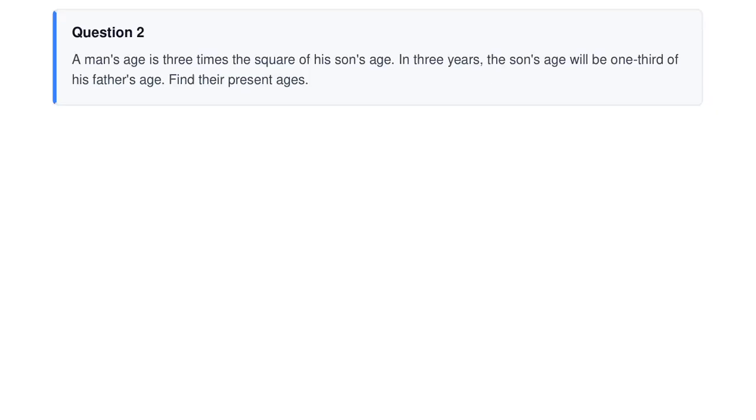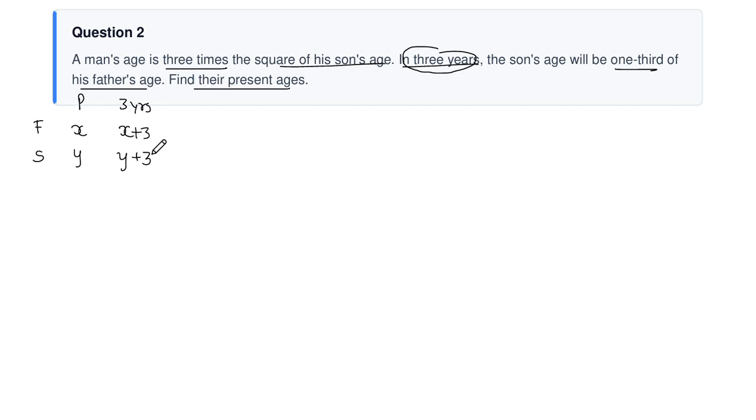Look at the second question. A man's age is 3 times the square of his son's age. In 3 years, the son's age will be 1/3 of his father's. Find the present age. Let us consider one is father and one is son. So present age of father is, let's say, x. Present age of son is y. Now in the question we have 3 years. In 3 years, the father's age will be x plus 3 and the son's age will be y plus 3. In 3 years means we have to add 3.